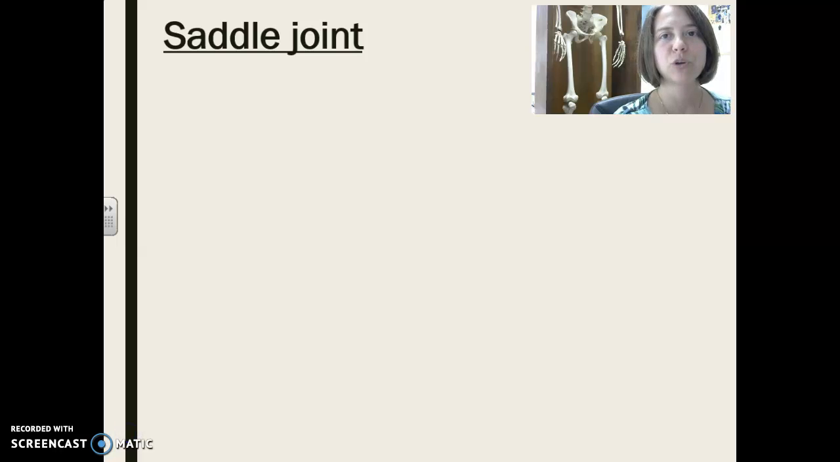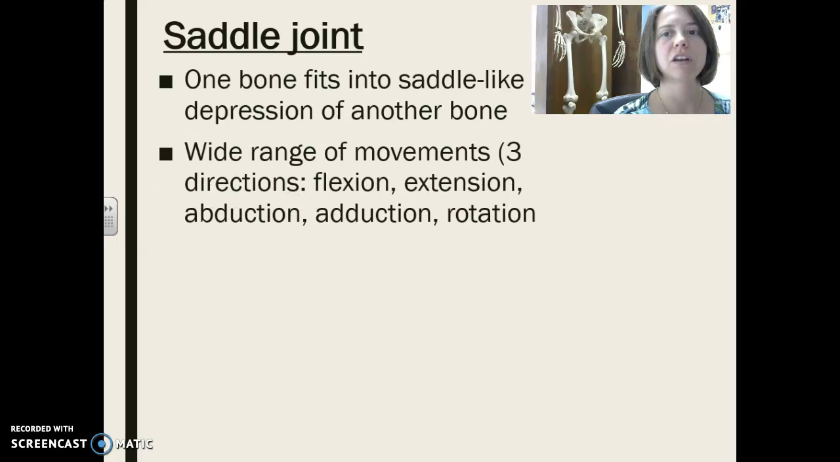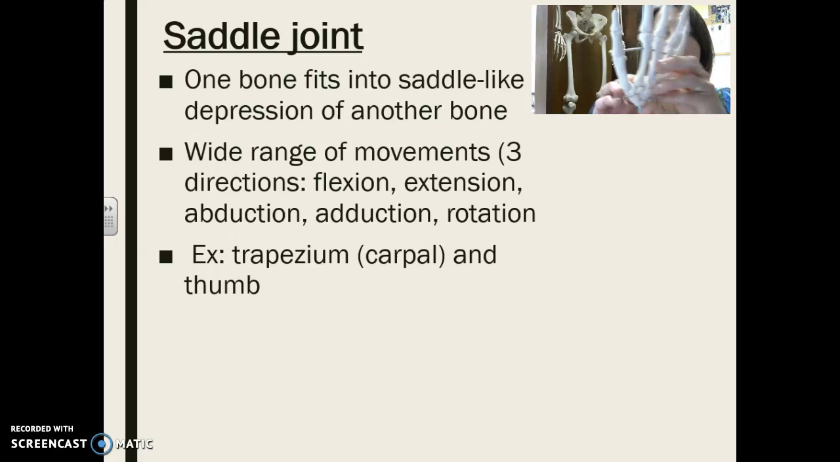A second type of joint is called a saddle joint, and this is where one bone fits into a saddle-like depression of another bone. This also allows a wide range of movement, not quite as much as the ball and socket, but still quite a bit. It can move in three directions: flexion, extension, abduction, adduction, and rotation. And an example is the trapezium, which is a carpal, and the thumb.